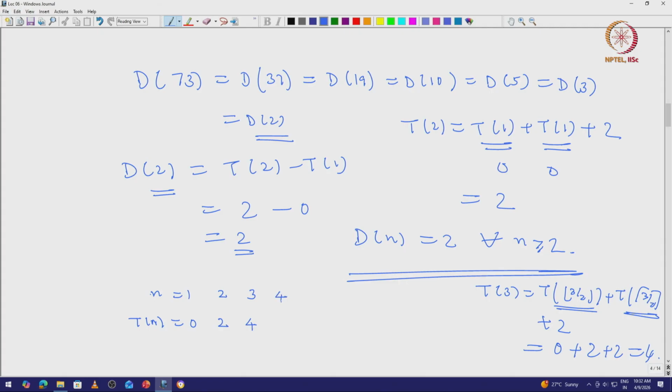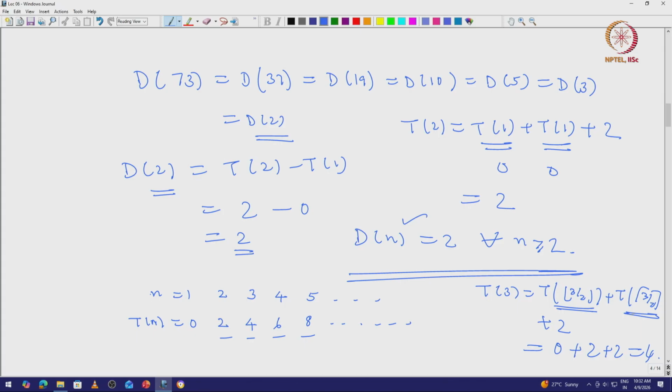What is T of 4? T of 2 plus T of 2 plus 2, 2 plus 2 plus 2, which is 6. And what about 5? T of 2 plus T of 3 plus 2, 2 plus 4 plus 2, that will be 8. So you can see that it is 2, 4, 6, 8. The difference is always 2. That is what has been even formally proved.